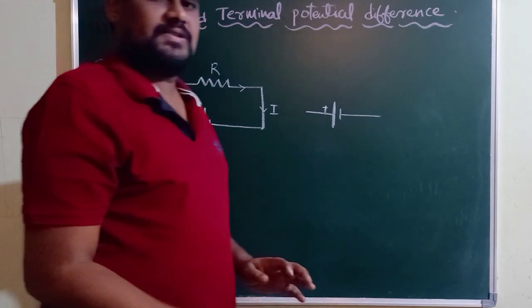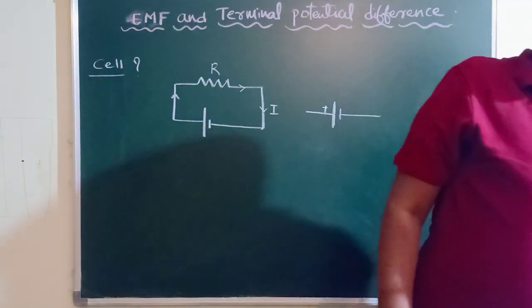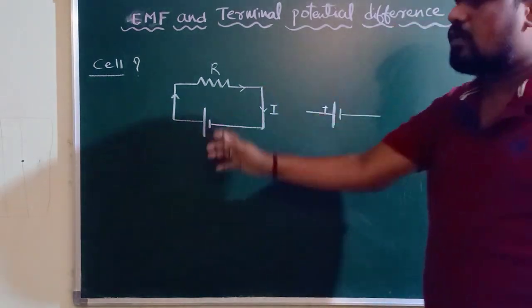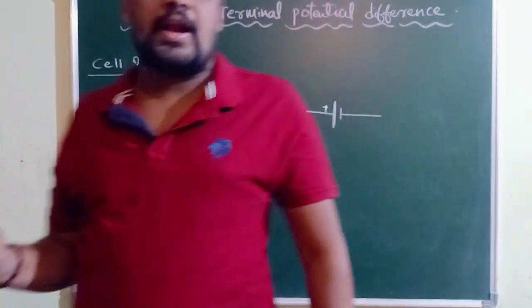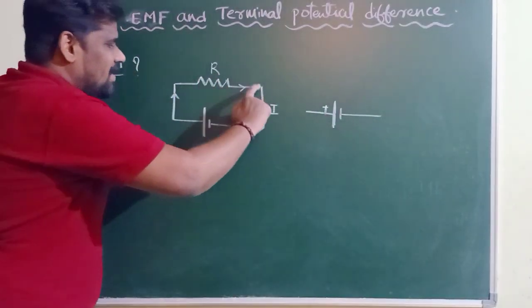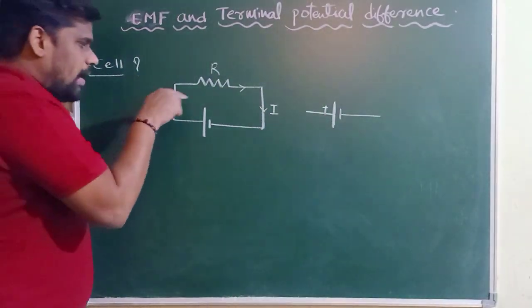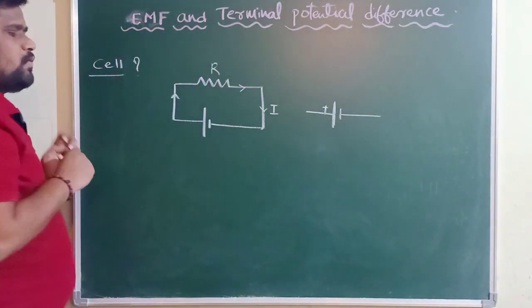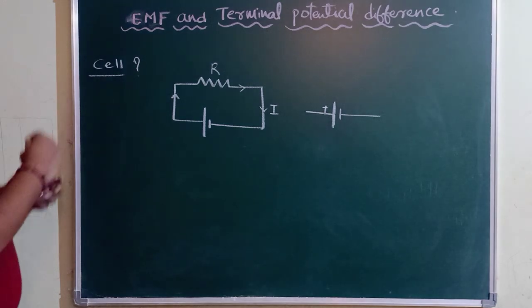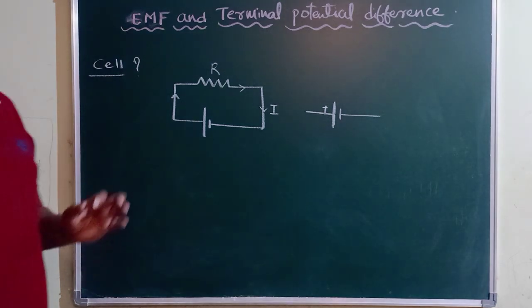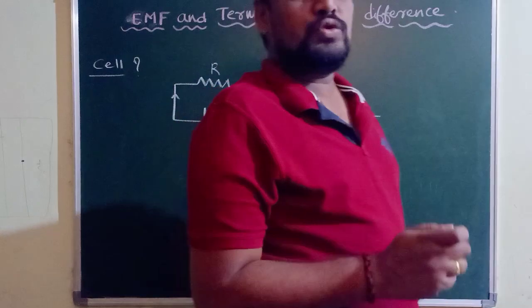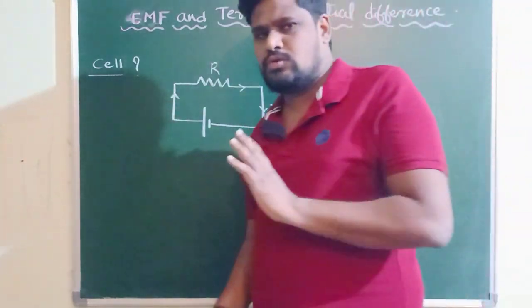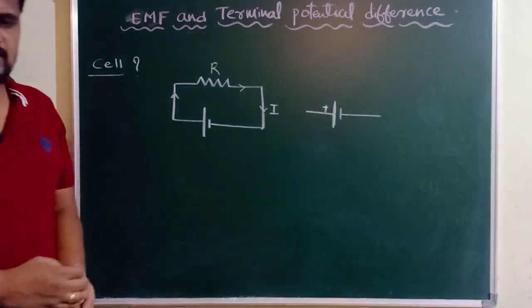Cell is a device or cell is an energy source which will provide the constant current to the circuit. This is called the external circuit. The required current which is flowing through a circuit is provided by the cell here. In a simple way, the cell can be defined as a device which is used to draw the constant current.